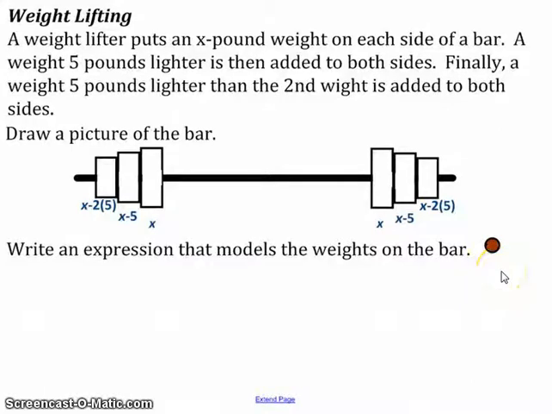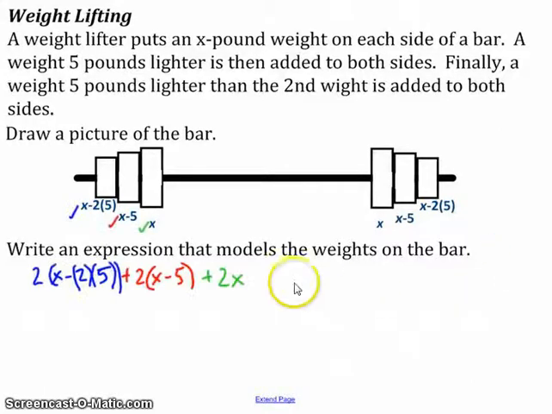Okay, I'm going to assume that you did that. Here's what I came up with. In blue, I've got the x minus 2 times 5. In red, the x minus 5. And in the green, the x. In each case, I've got 2 of them. That's why I've got 2 times the ones in blue, 2 times the ones in red, and 2 times the ones that are just the x.